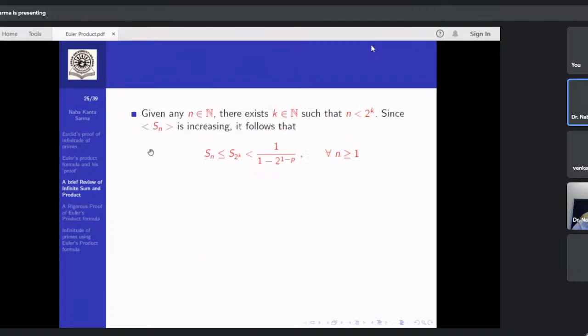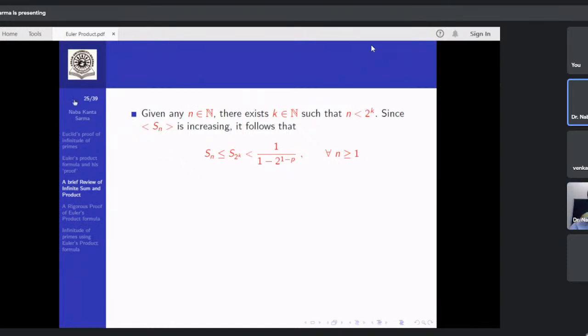Now, given any n, I can always find some k such that n is less than 2^k, because the set of positive integers is unbounded. However big an integer you take, there are still bigger integers. So using this fact and the fact that S_n is increasing. Why is S_n increasing? Because S_n is a sum of positive terms. All our terms are positive. So the more terms we add, the bigger the number we get. So the sequence of partial sums of any positive series is always increasing.